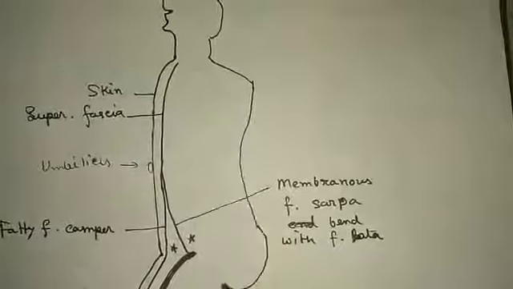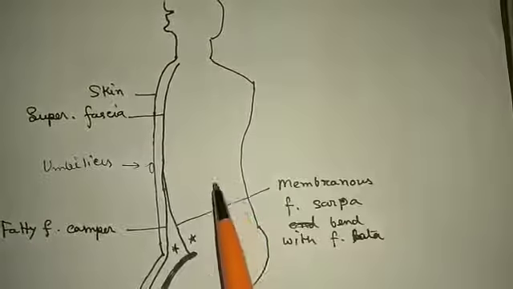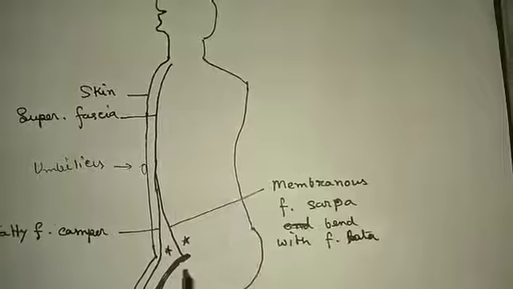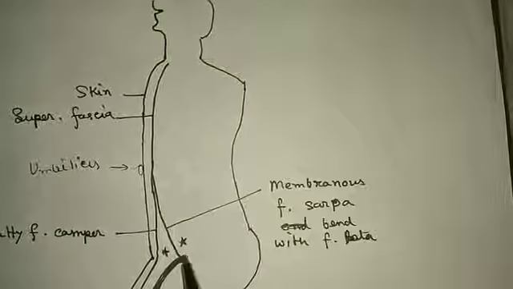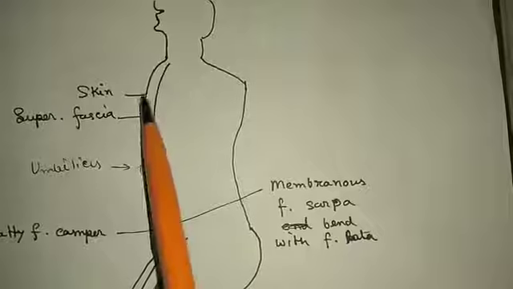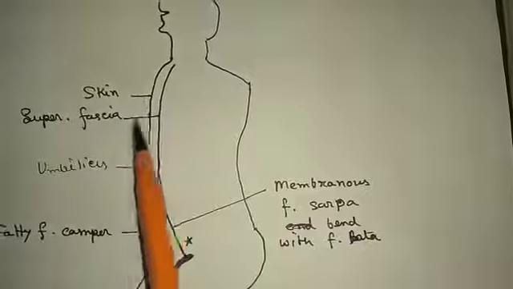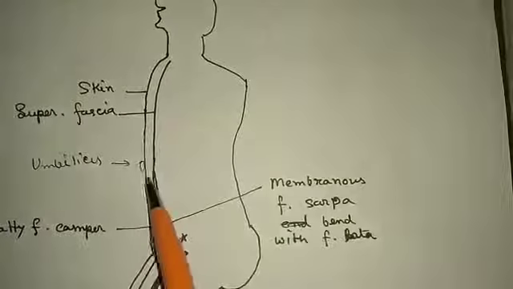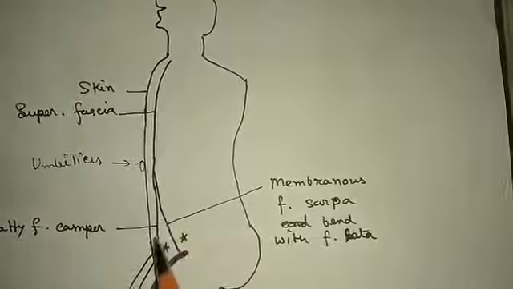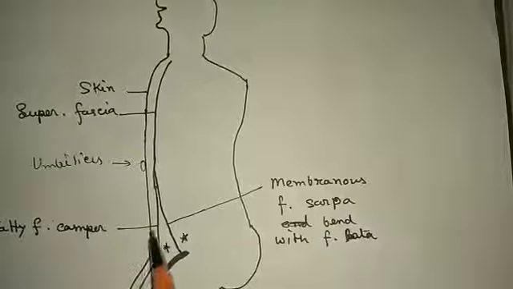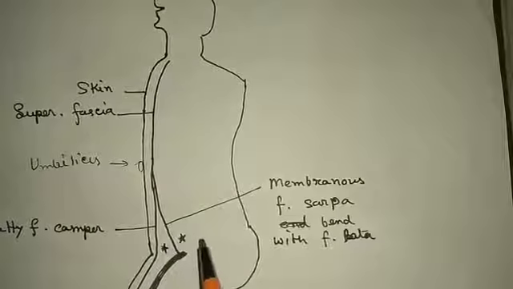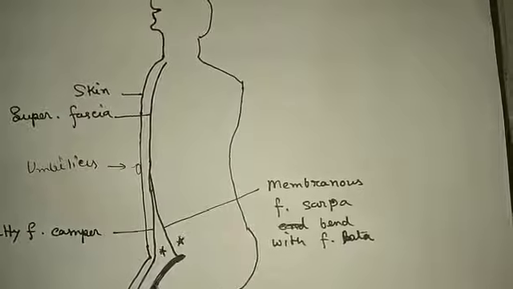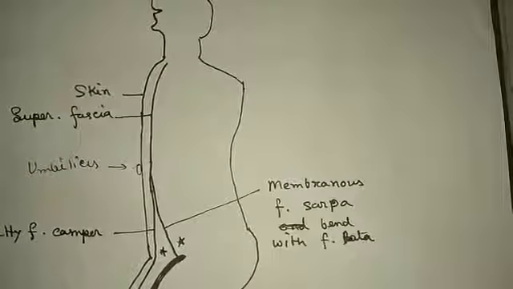This is also a sagittal section, but not the mid-sagittal section. It is more lateral, so the thigh is included here, not the perineum. So this is the skin. Under the skin, this is a single layer of superficial fascia. But see, below the umbilicus it is converted into two layers: the superficial fatty fascia of Camper and the deep membranous fascia of Scarpa. You see, the fatty fascia of Camper is continuous as the superficial fascia of the thigh.